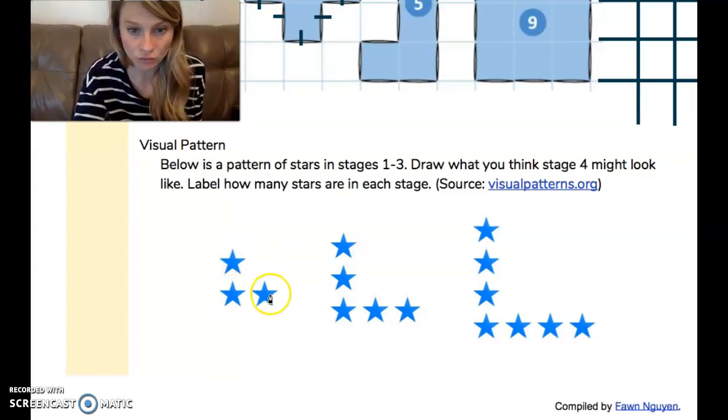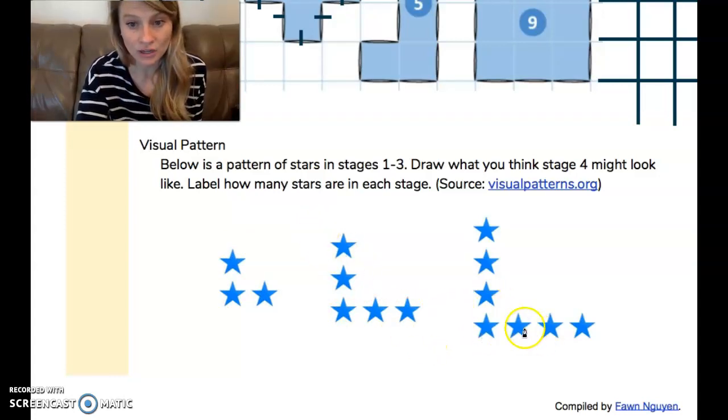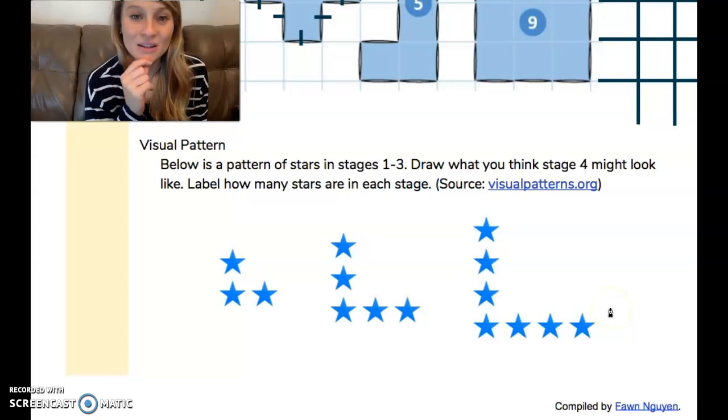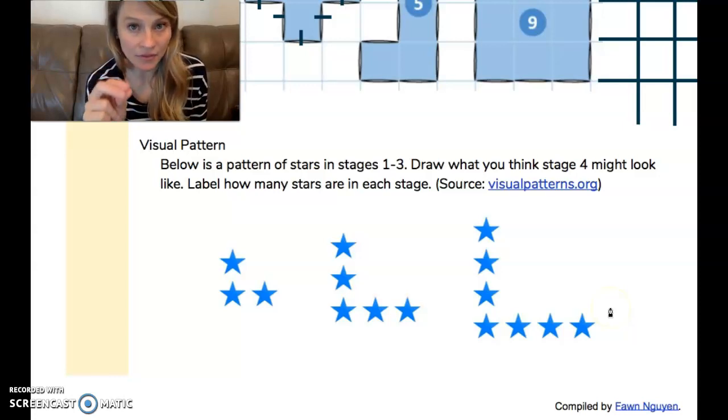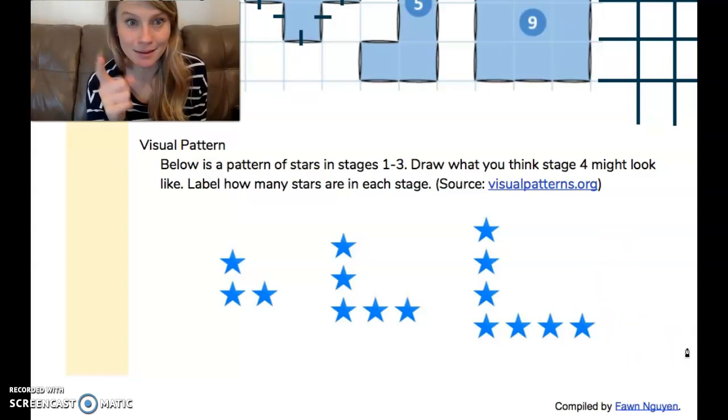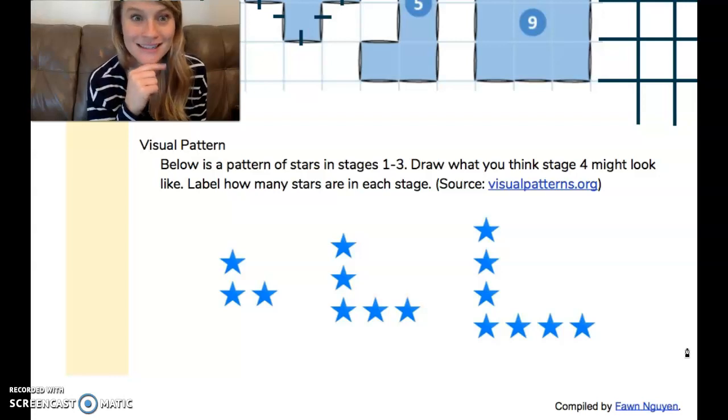I see 1, 2, 3. And look, 1, 2, 3, and then something got built. 1, 2, 3. And then what would the fourth pattern be like? So you need to think about this. Look what's happening each time. Draw your stage 4 right here and send me a picture. I want to see some of your awesome math thinking, boys and girls. You guys are going to rock this.